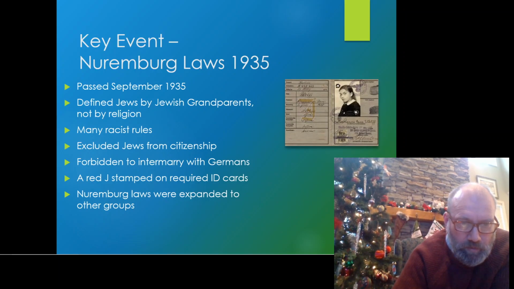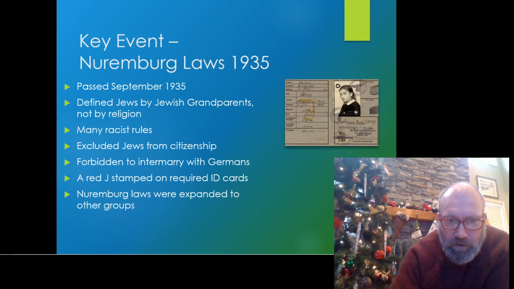There are many racist rules. Jews are excluded from citizenship. They're forbidden to intermarry with Germans. A red J stamp is required on ID cards. The Nuremberg Laws were expanded to other groups, and eventually the Nuremberg Laws were expanded to include the Star of David and other rules as well. And then the Star of David is an example of a symbol.